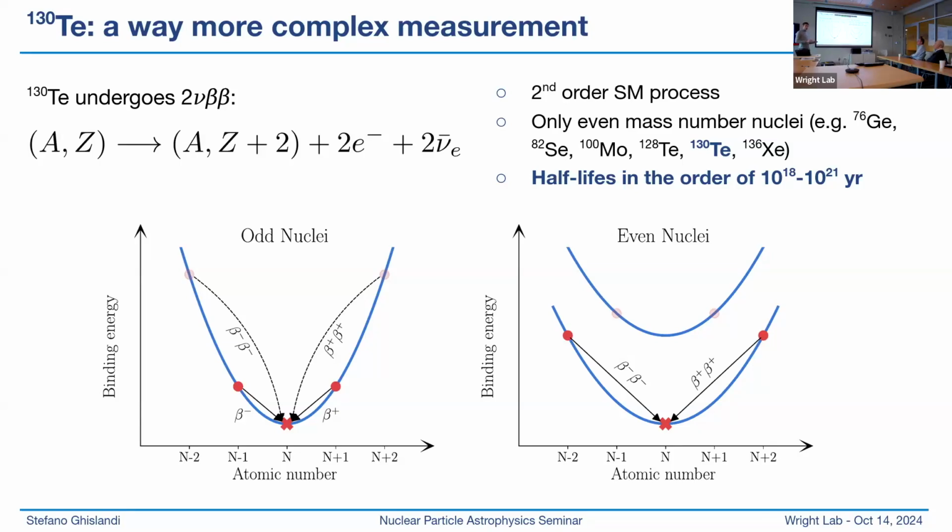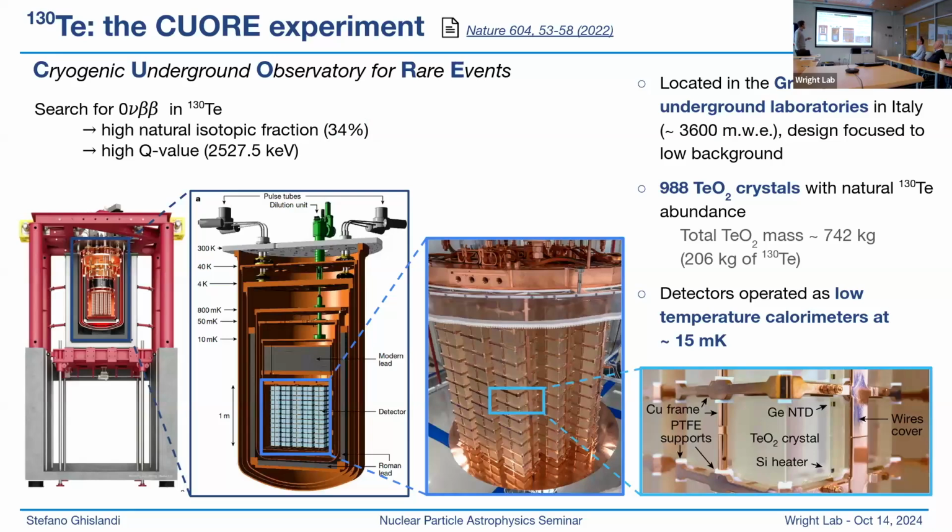And it becomes tricky to manage backgrounds and also the signal to expect. So for this, you need way more complex experiments. One of these is CUORE. CUORE, which stands for Cryogenic Underground Observatory for Rare Events, is searching for neutrinoless double beta decay in tellurium-130. But since there is a lot of tellurium-130, we can also measure the two-neutrino double beta decay shape. It's using tellurium because of its high natural isotopic fraction, so it didn't require enrichment. And it's also characterized by a relatively high Q-value, around 2.5 MeV.